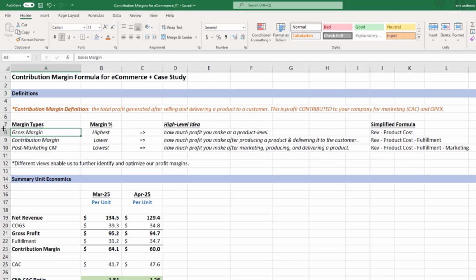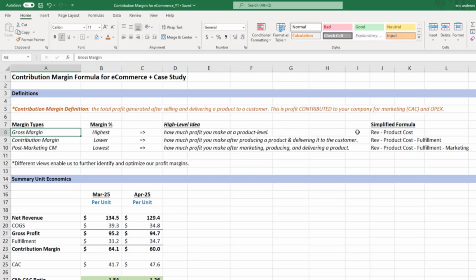So the first type of margin is gross margin. And so the percent of revenue in this case will be the highest. And this is just the idea of how much profit you make at the product level. So you take your revenue and you basically subtract your product cost. Now, it's more nuanced than that, and we're about to jump in on this case study. But it's the idea that if you sell a product for, let's say, $100 and it costs you $20 to make it and get it to your warehouse, well, your gross margin is about 80%.